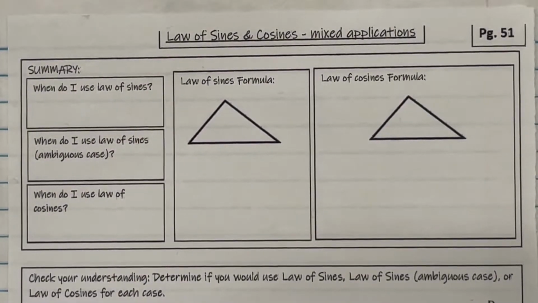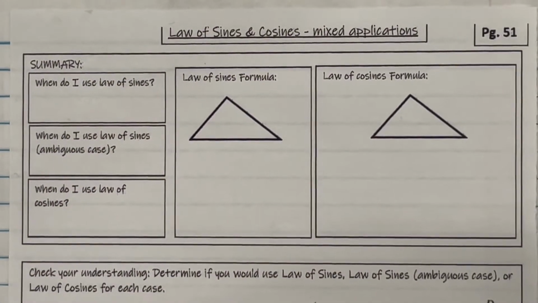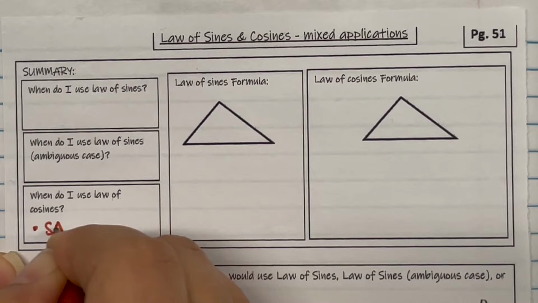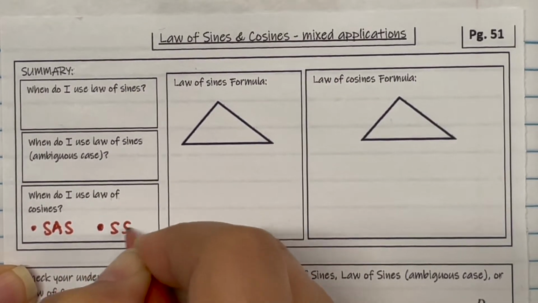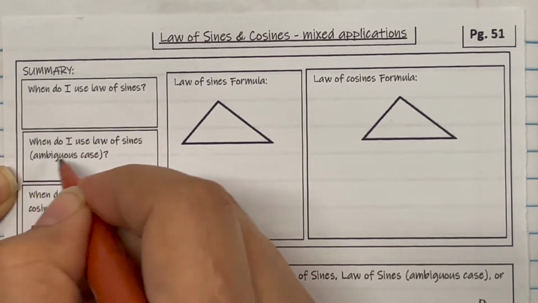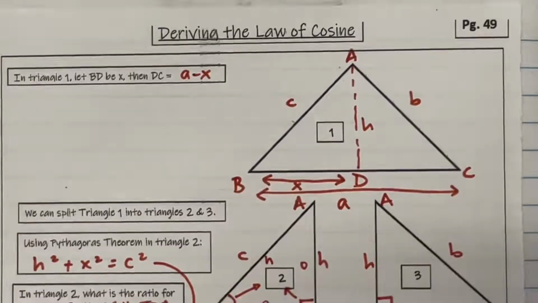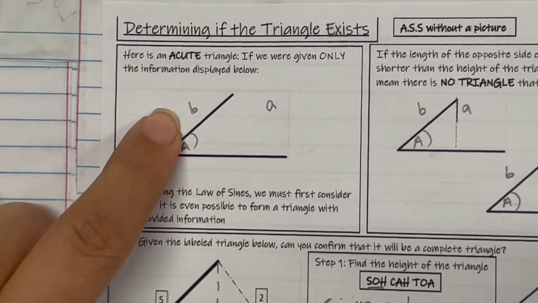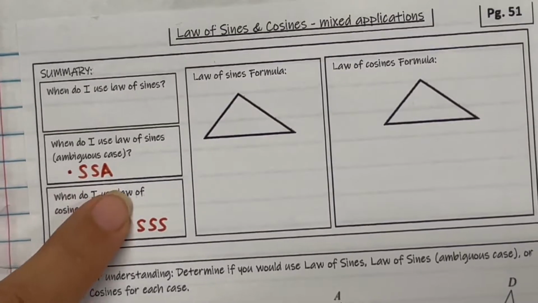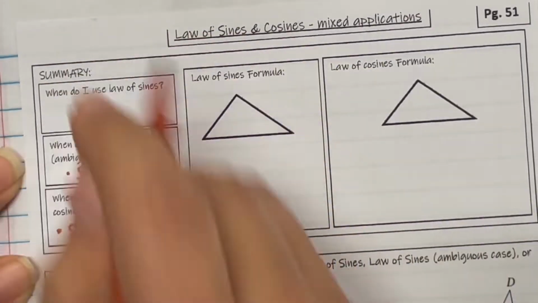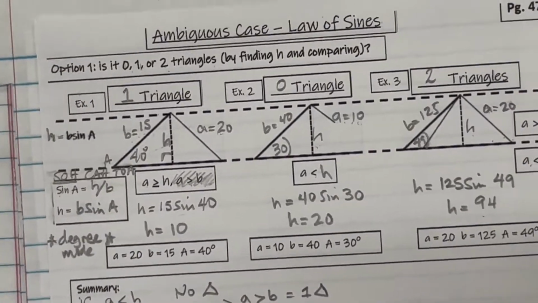All right, so taking a look at laws of cosines and sines, mixed applications. When do I use the law of cosines? Like we said before, it's SAS and SSS. Everything else is sine. For the ambiguous case, if you remember, it's when you're given an angle side side or side side angle. You can read it forwards or backwards. So everything else is going to be the law of sine.